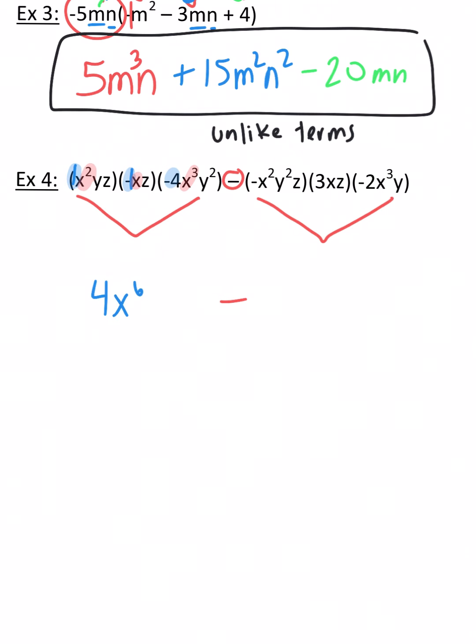And then I'm going to match up the y's. So I have y times another y squared here. Think to yourself, what does that give me? That's going to give me y to the third. And then I'm going to match up the z's. So I have z times z, and that's going to give me z to the second. So that's all one term. That's my first product there for the first 3 binomials.